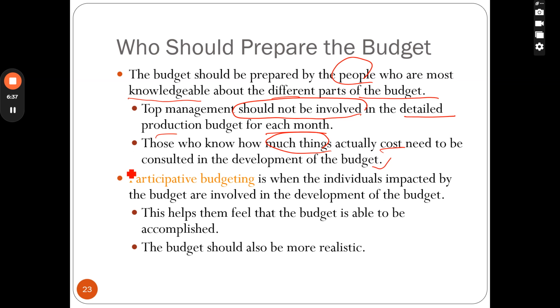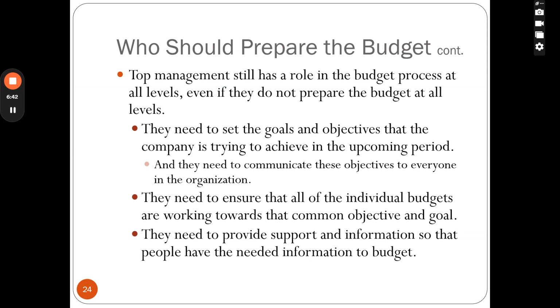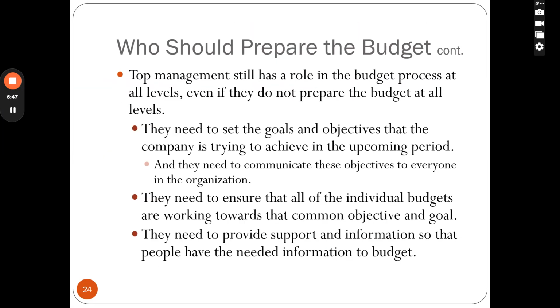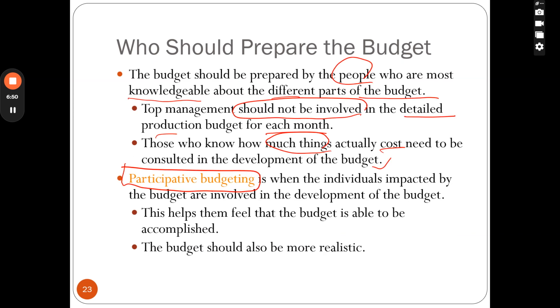And there are two types of budgeting actually: participative budgeting and authoritative budgeting. So participative budgeting is when individuals impacted by the budget are involved in the development of the budget. So people who are involved in the functionalities are participating in the preparation of the budget. This helps them feel that the budget is able to be accomplished.